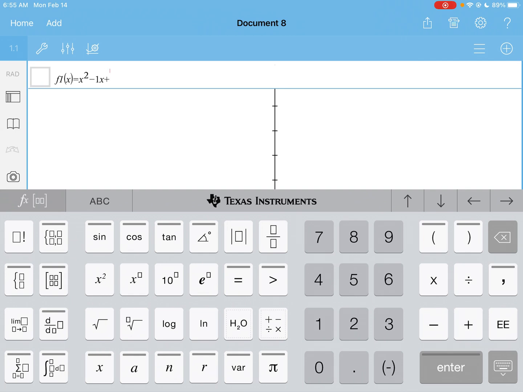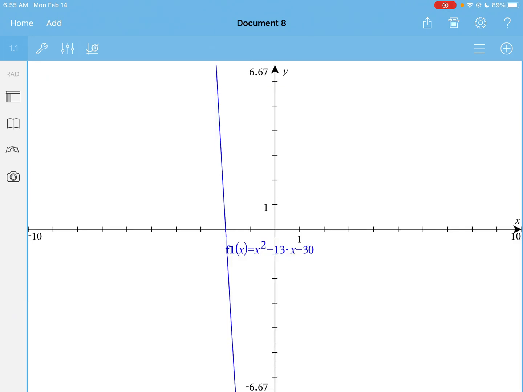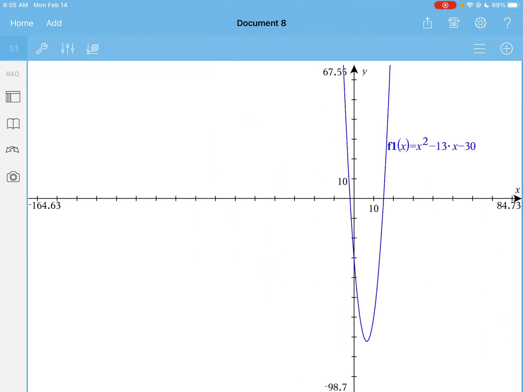X squared minus 13x minus 30. Minus 30. Oh, look, I almost typed it in wrong. No one was going to correct me. Okay, so x squared minus 13x minus 30. Okay, so it looks like this.